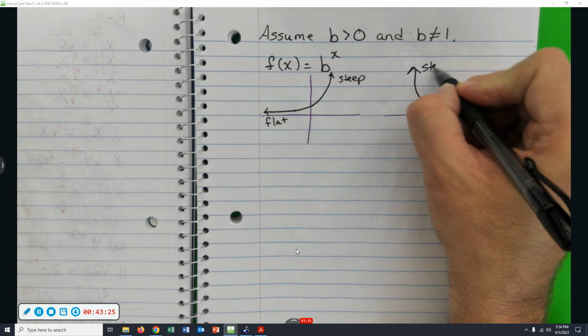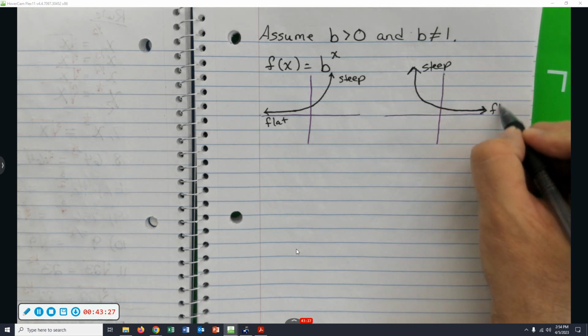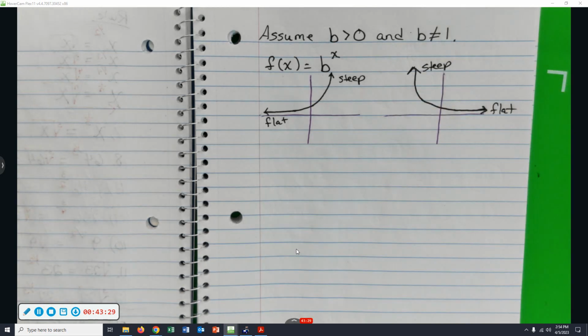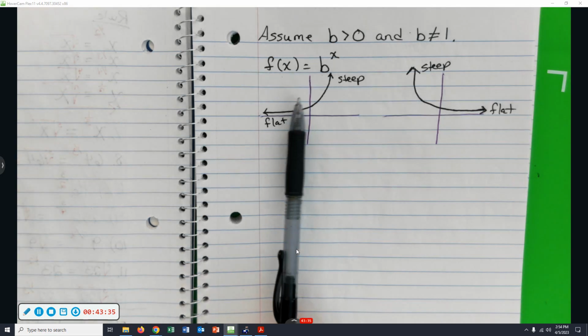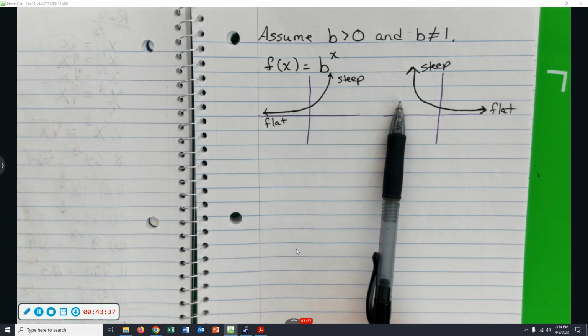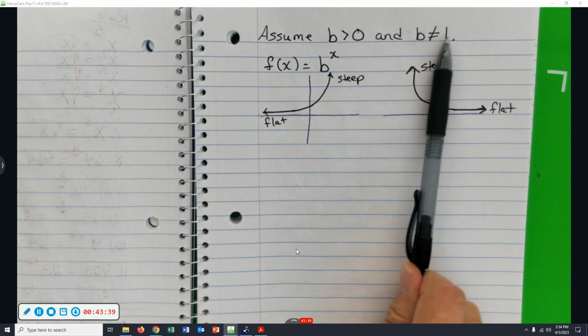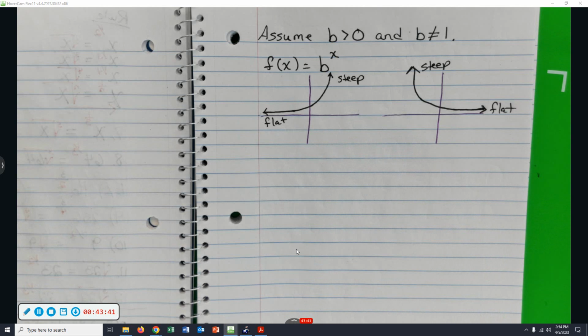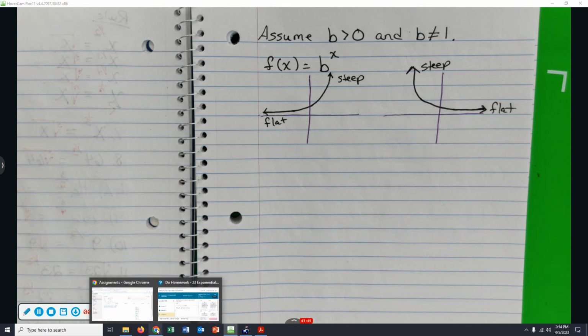One end is very steep, the other end should be flat. That's the general shape of an exponential graph. I think this one looks better, doesn't it? Here, it looks like it's about to turn around or something. I think they both look good, Tony.